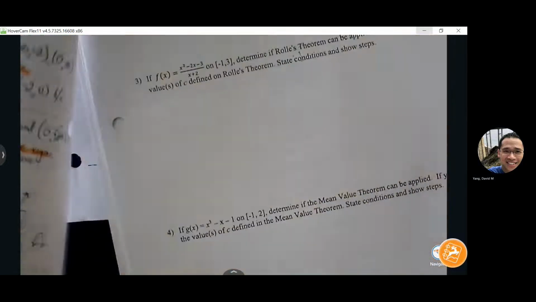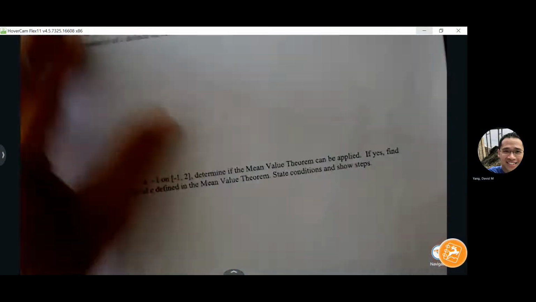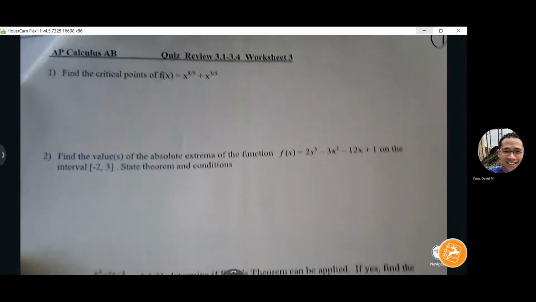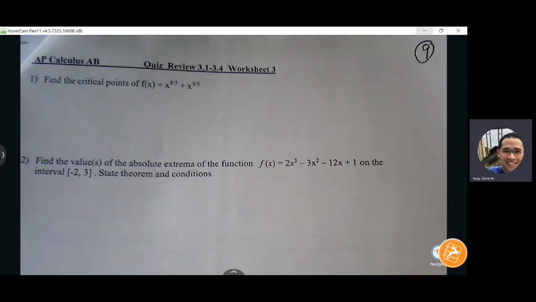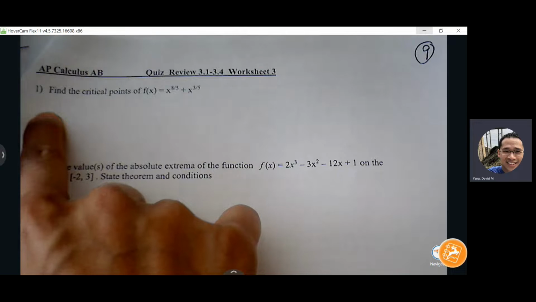Okay, let's go to page 9, worksheet 3. Okay, so number 1, find the critical points. So all we do with critical points is we find f prime. If there's a need for common denominator, we may need to get that cleaned up, get it to be a common denominator, and then set the numerator equal to 0, denominator equal to 0. But that's it. All we're doing is we're just finding critical points from f prime. Nothing more after that. Okay, so let's find f prime.